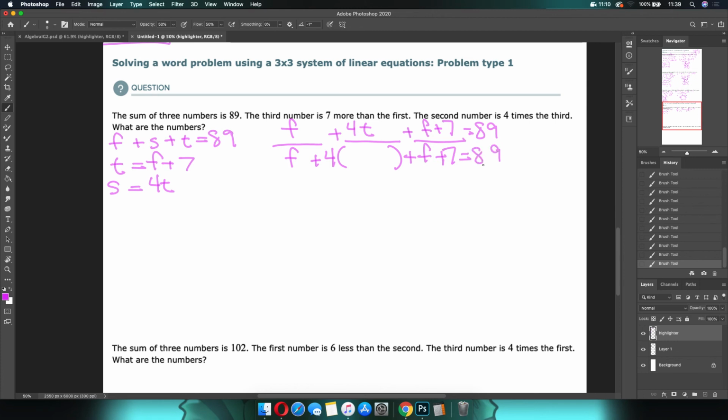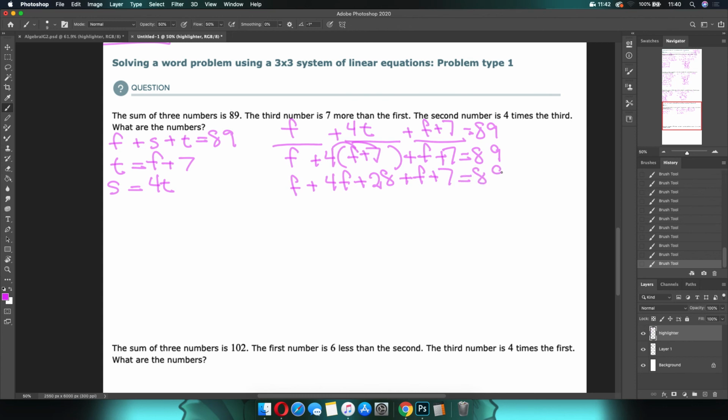So here's the thing that we got to keep in mind: this is a t. What does t equal? T equals f plus 7. Now we're starting to look a little bit more like the earlier topic. We want to do some distribution first to make sure there aren't any extra parentheses. So f plus 4, f plus 4 times 7 is 28, plus f plus 7 equals 89.